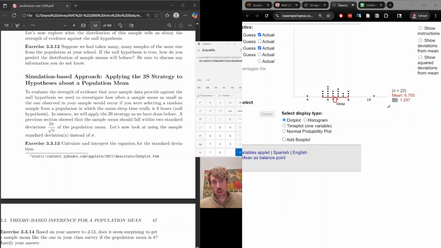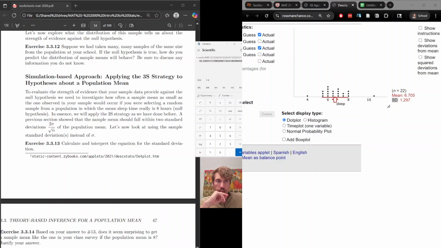Well, for number 12, you want to say something about where you think, if you took a whole bunch of samples and the null hypothesis is true, where would that distribution be centered, and how would it look compared to our sample? So would it be narrower or wider than our sample, or about the same? Yeah, that's the main idea.